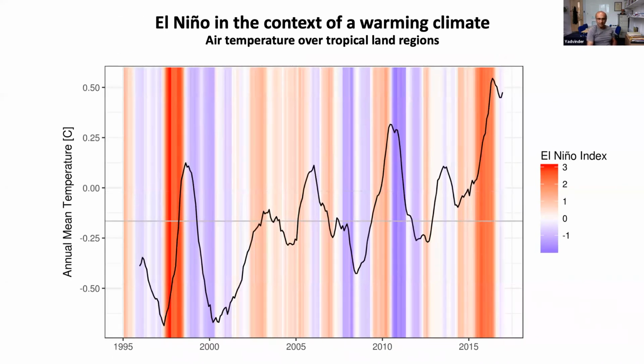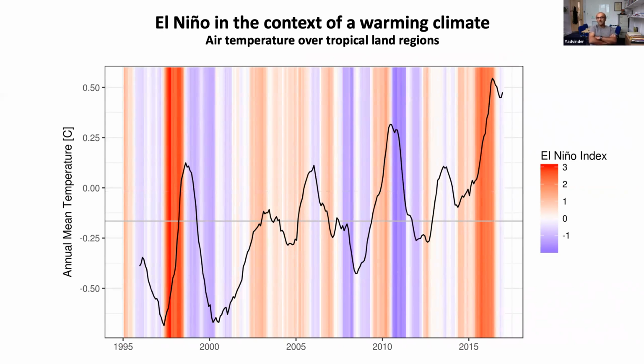But also, there's an accompanying warming of tropical land regions. So you see a strong peak in temperatures in 97 and then again in 2015, 2016. But a really important point here is that the warming peaks during an El Niño are sitting on top of a long-term warming trend strongly associated with global warming.